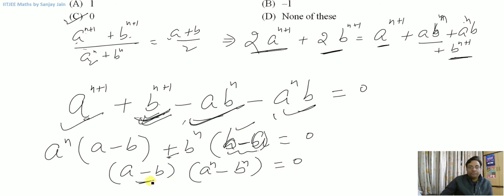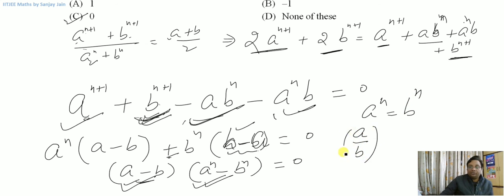And for it to be equal to 0, either this is 0 or this is 0. Now it is given that a and b are not equal, so obviously this is not equal to 0. For it to be equal to 0, a raised to power n should be equal to b raised to power n. That means (a by b) raised to power n should be equal to 1, and it is already given that a is not equal to b. So n should be 0 for it to become 1. So option C is the correct answer.